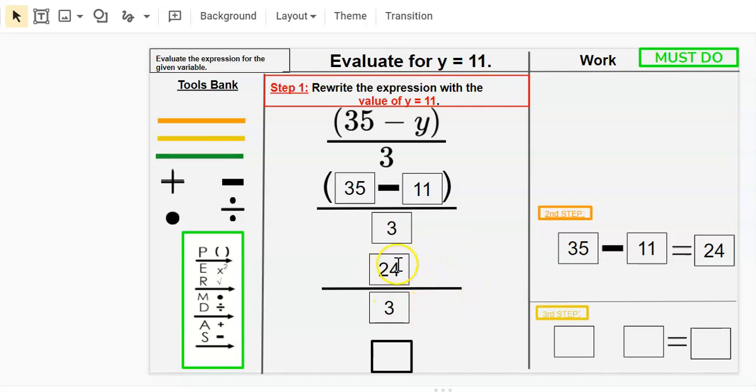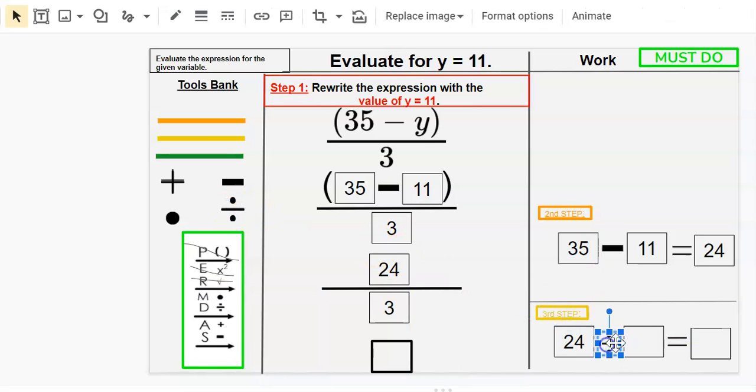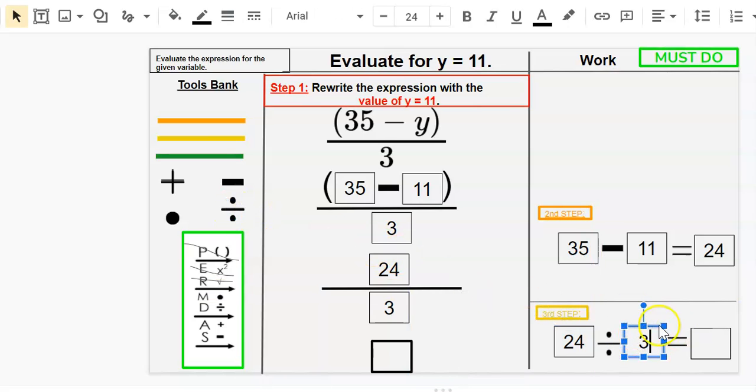And that's the same thing as division. So again, this line right here means divided by. 24 divided by 3. So if I'm following order of operations, I don't have any more parentheses. I didn't have any exponents or radicals. And now I've moved on to multiplication and division. And that's actually all I have left is this division problem. So over here, I'm going to type in 24 divided by 3. And 24 divided by 3 is 8. So my final answer is 8.